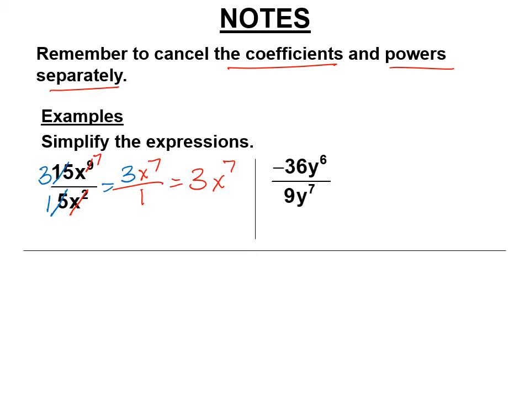So negative 36 divided by 9. 9 divided by 9 is 1. Negative 36 divided by 9, negative 4. All this y to the 6th cancels, and there's 1 y left on the bottom. That's negative 4 over y.